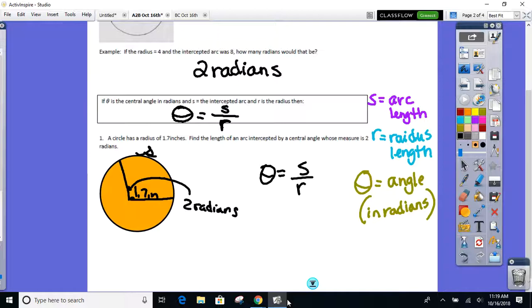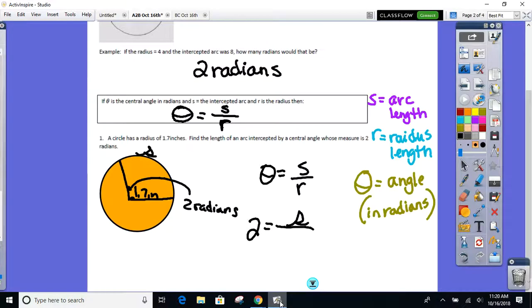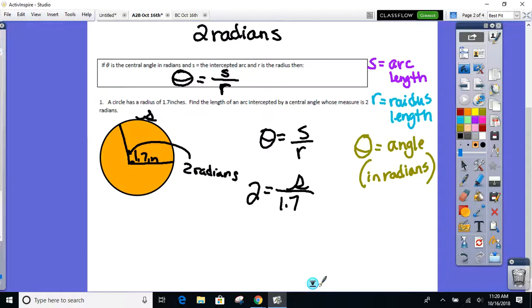That's my angle in radians. What's the measure of my angle in radians? That's the radius. What's my angle measure in radians? It gives it to me in the problem. 2. So 2 equals arc length I'm trying to solve for over R. What's my radius length? 1.7. Any ideas how I can solve this quickly?